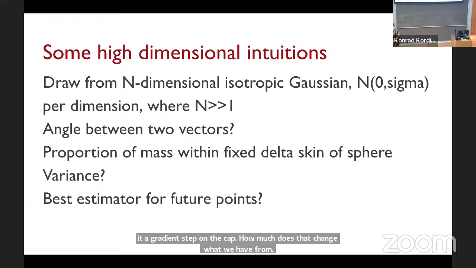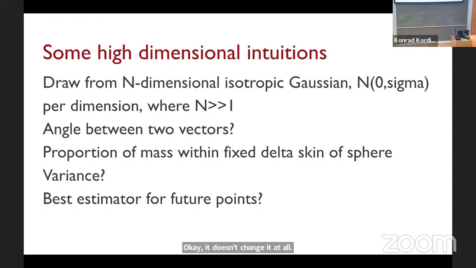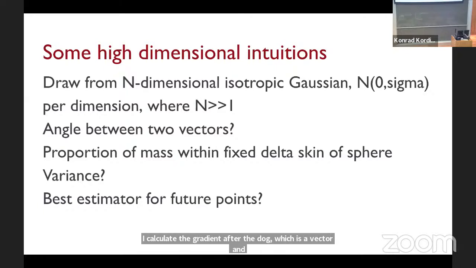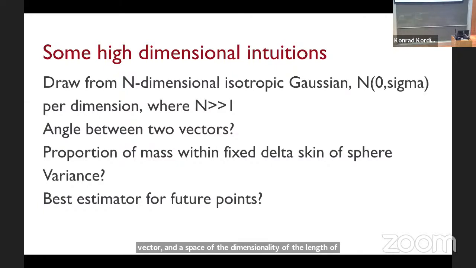Okay, it doesn't change it at all. And this is very important. Without that intuition, you can never understand neural networks. Why? What's happening? I calculate the gradient after the cat, which is a vector in a space of the dimensionality of the length of the weight vector. The gradient is as long as the weight vector. How much does my representation of the dog change? Well, it's the weight vector of the dog multiplied with the gradient vector of the cat. That's how much learning the cat changes the dog.